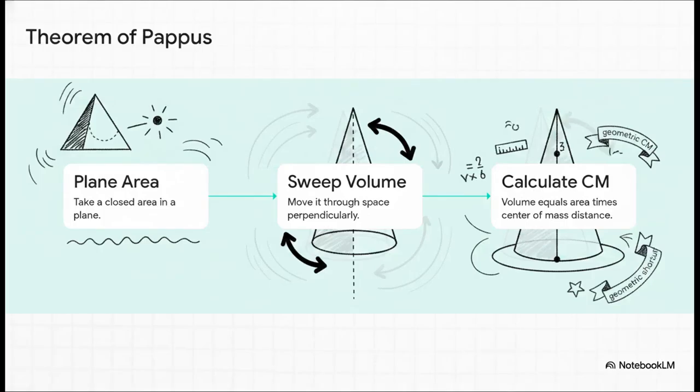So here is exactly how the theorem works. You take a plane area, like our triangle, and you sweep it through space. The theorem states that the total volume of that newly generated 3D shape exactly equals the original 2D area multiplied by the distance its center of mass traveled during the sweep. And because we already know the standard formula for the volume of a cone, we can just effortlessly work backward. We can calculate that the center of mass sits exactly 1/3 of the way along the base of the triangle. Honestly, it's a beautiful geometric shortcut to completely bypass heavy calculus.